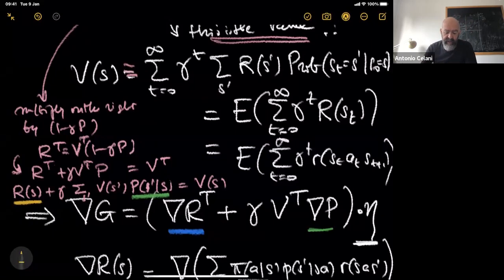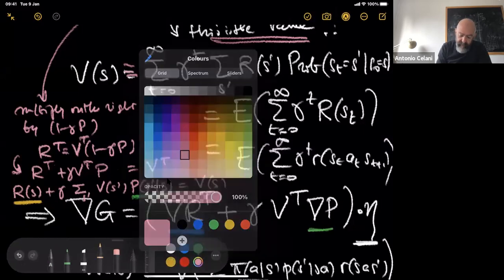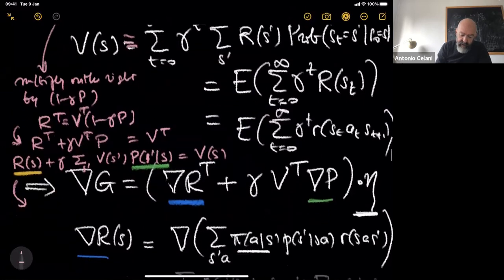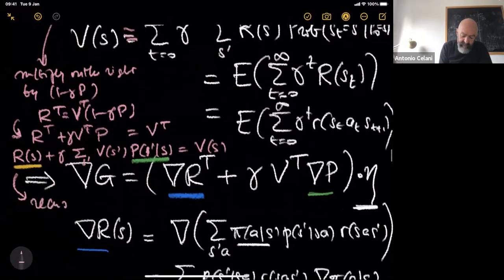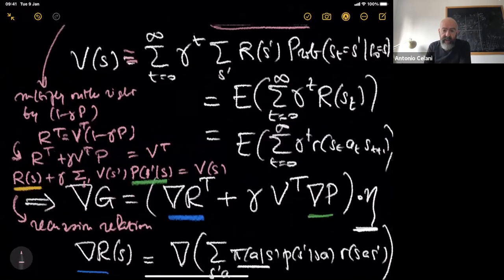If you replace these objects here, which are very simple and expressed linearly in terms of the policy, this quantity here turns out to be the recursion relation, which you might remember from the very first lecture in which we introduced the Markov processes, is the equation that connects V, the value function at a certain state, with the value function at the next state.